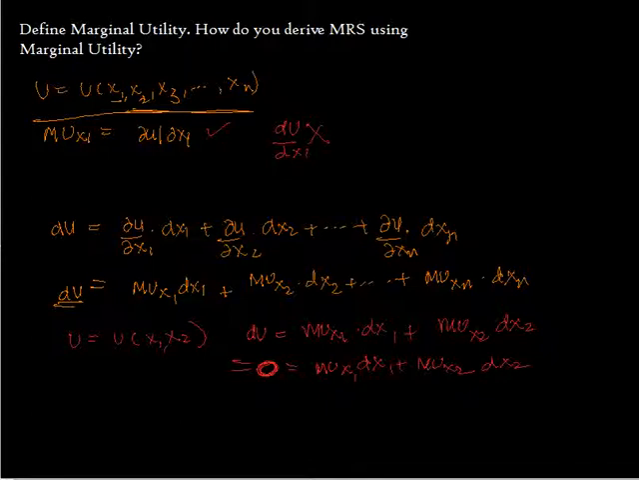is equal to MUx1 by MUx2. Remember that utility is held constant here. This is simply the definition of the MRS. That is, MRS is equal to the ratio of the marginal utility of x1 to the marginal utility of x2, and this is how you derive MRS using the definition of marginal utility.